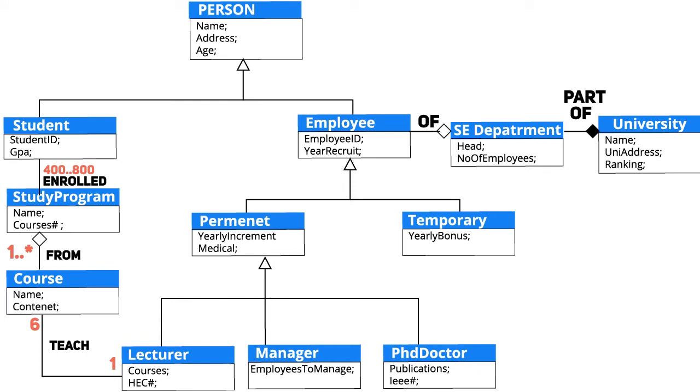Study program has a relation of enrolled to the student class, means students are enrolled in a study program and there is a multiplicity of 400 to 800, means there is a need of at least 400 students in the study program, or at maximum it will contain 800 students. This is the example of a class diagram which will contain all the 5 main relationships of the diagram.